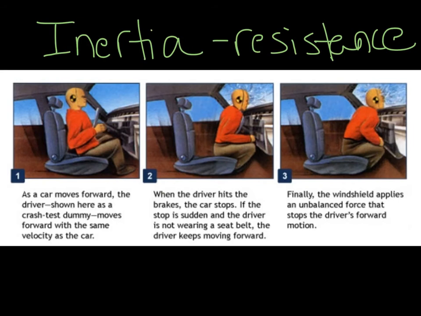Okay, when you're in a car, you are going to move forward with the car because you have the same inertia at that time. However, if you were to step on the brakes, the car is going to stop, but you are going to continue forward. That's why we wear seatbelts, so that we do not continue with our inertia. The windshield in this case, if you were not wearing your seatbelt, applies that unbalanced force, which is going to stop the driver's forward motion, stop their inertia.